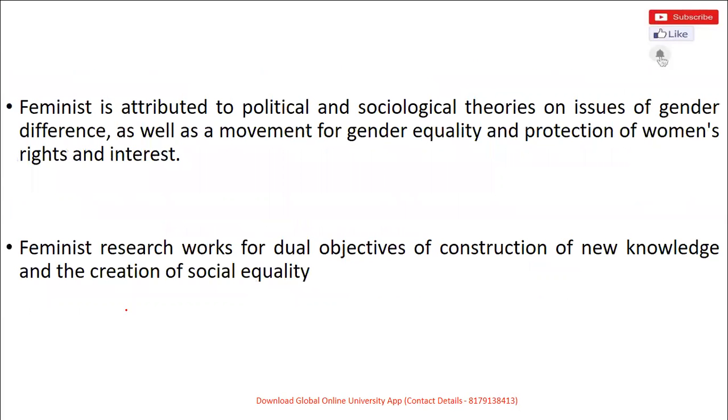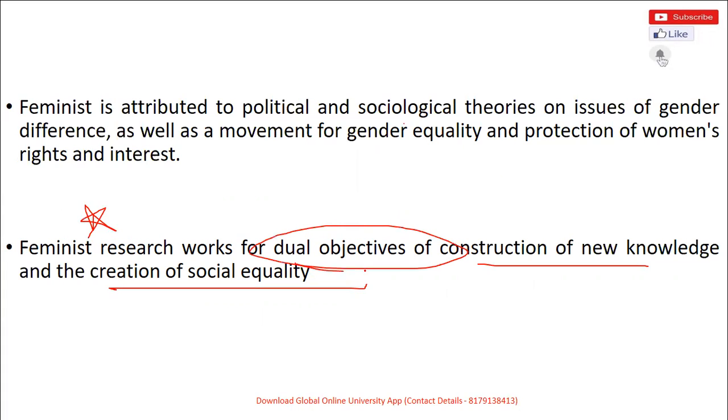Okay. Now, there is one feminist research approach in research called feminist. Feminism is basically related to political and sociological theories. But in research, it has dual objectives: construction of new knowledge as well as creation of social equity. So for feminist research, please keep in mind, it has two objectives. One is the construction of new knowledge, and another is the creation of social equity.